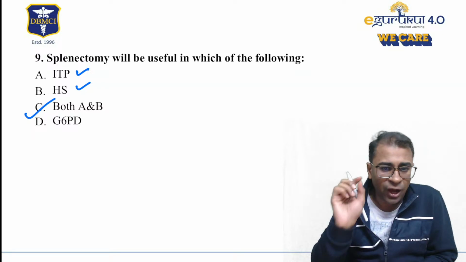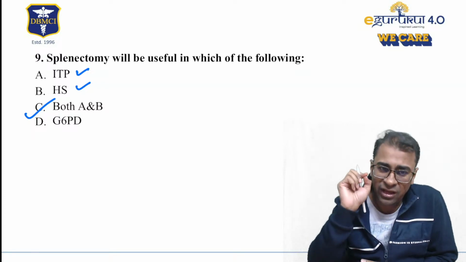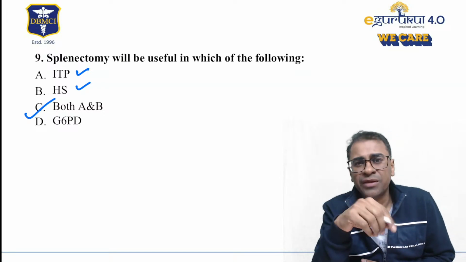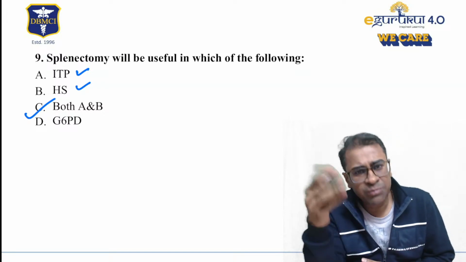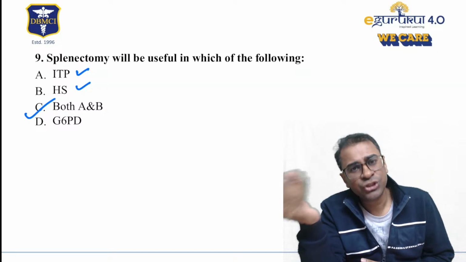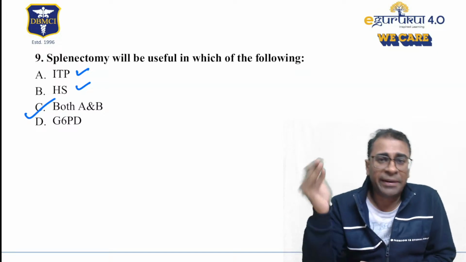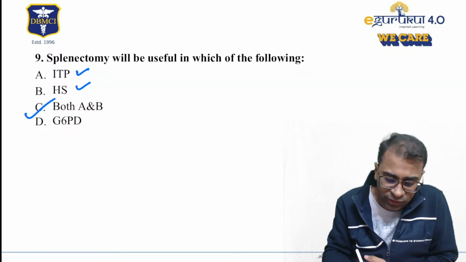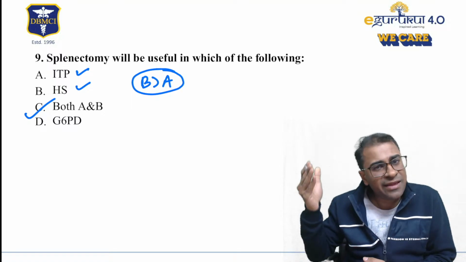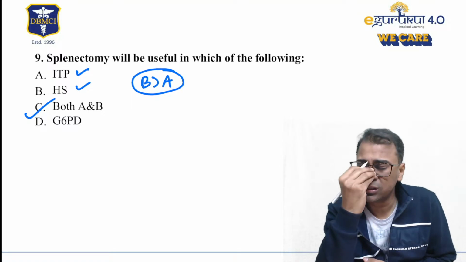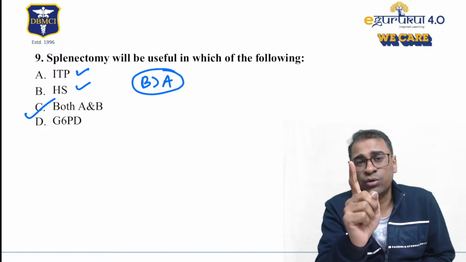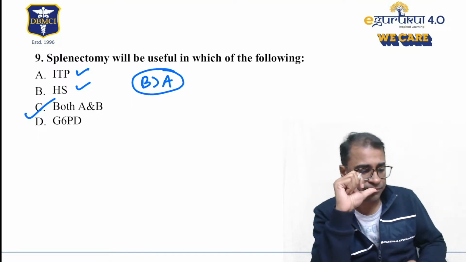However, because you have ITP also, what is the best treatment for ITP? Tell me, where are platelets destroyed? In the spleen. If you remove the spleen, surely the patient will be benefited. Better answer is A and B. If C is not in the options, then B would have been the better answer than A, agreed. But here C is there, I am telling you, please read the question properly. That pain you will not be able to tolerate. Read the question properly. Okay.